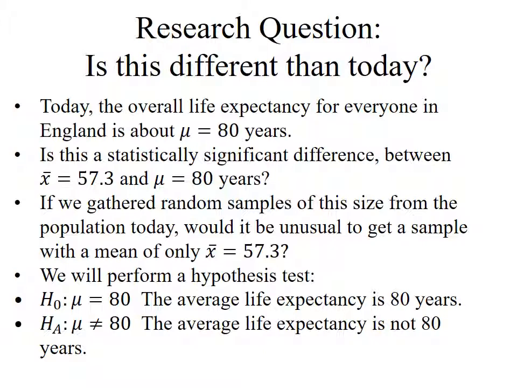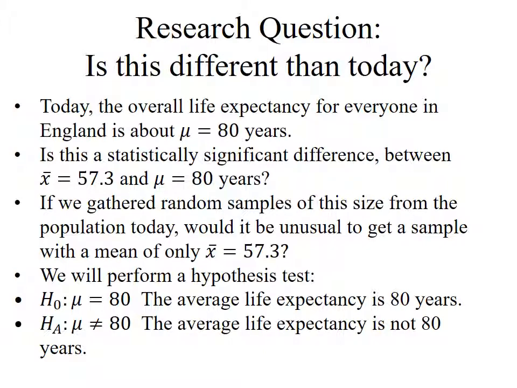To do this, we're going to do a hypothesis test. The null hypothesis, H sub 0, says that mu equals 80. In other words, the average life expectancy of the whole population is 80 years. So we're going to assume that's true. And then versus the alternative hypothesis that it's not 80 years.